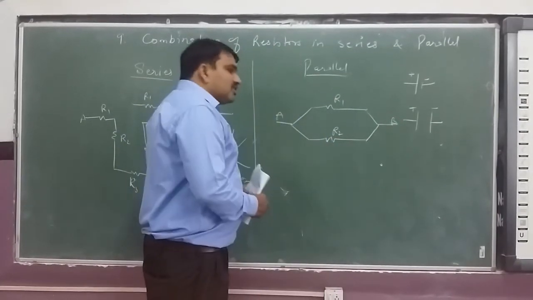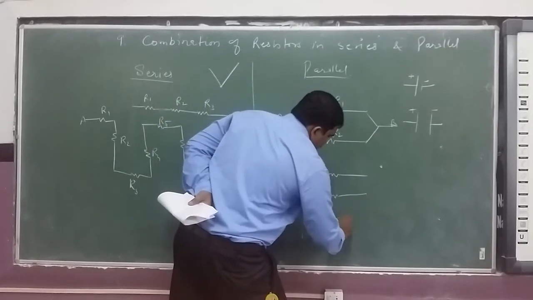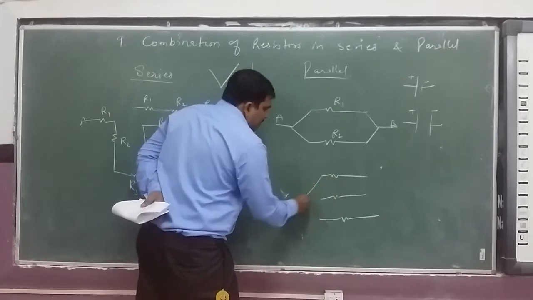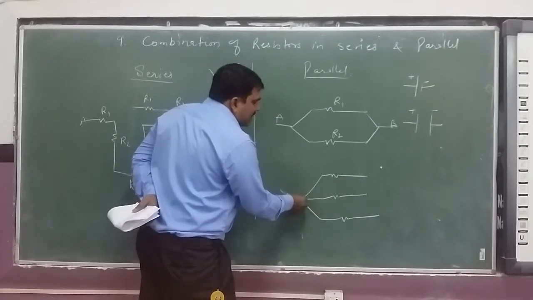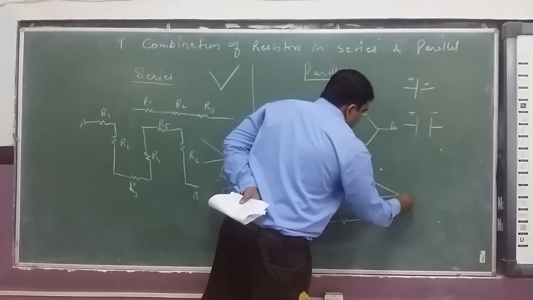Now you can similarly connect three resistors in parallel. Suppose you have three resistors like this, and if you connect their three left ends as common at some point A and the right ends are also common at point B.